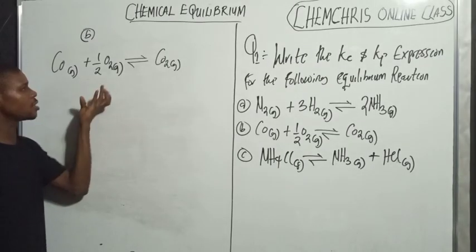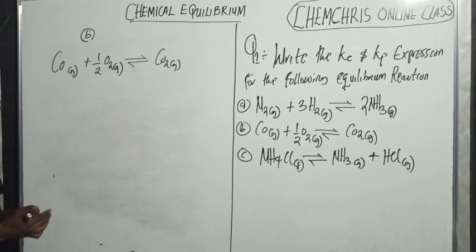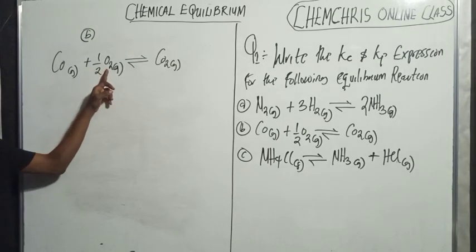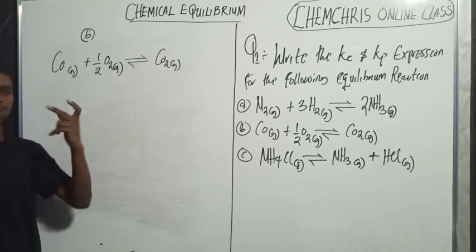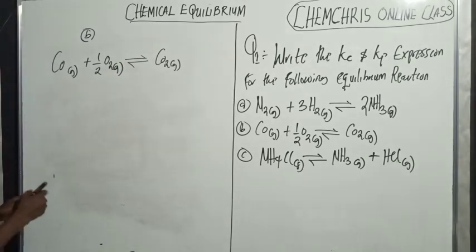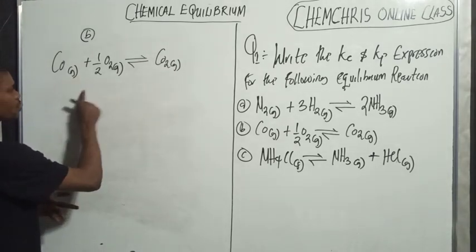Okay, so let's write the equilibrium constant expression here. First of all, let's check if it's balanced. One carbon, right? Then here we have one oxygen, making 2, because half times 2 is 1, right? So it's coming together. So this equation is balanced. So how do you write the Kc expression? Remember, they are all gases.